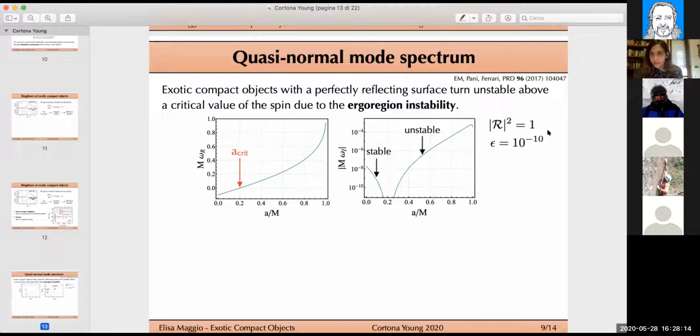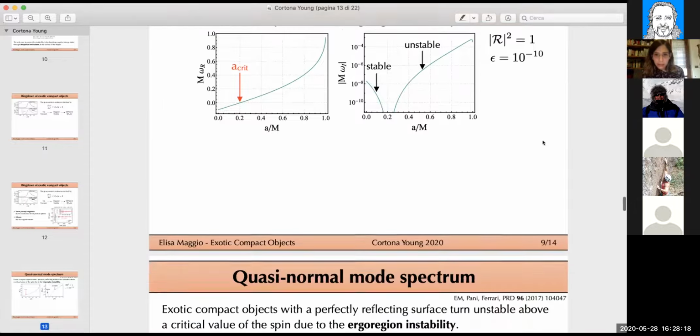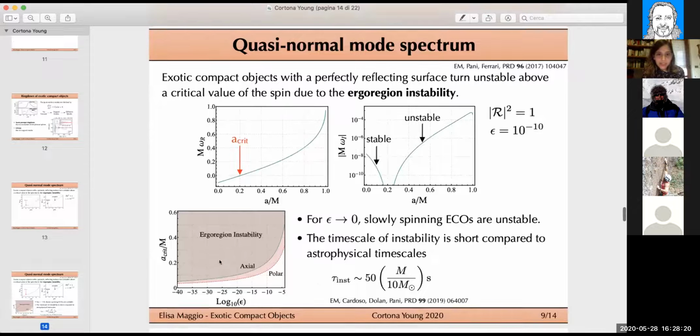Here I am focusing on a specific compactness of 10 to the minus 10, but we can vary this parameter. Here I show the critical value of instability as a function of the compactness of the object. What we see is that for Planckian corrections at the horizon scale, even slowly spinning exotic compact objects are unstable.